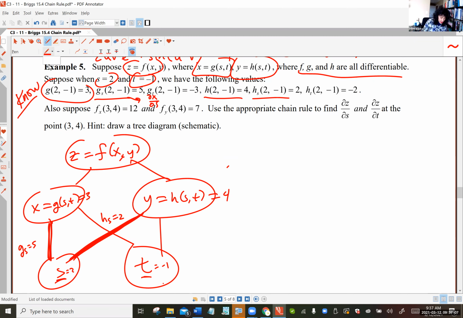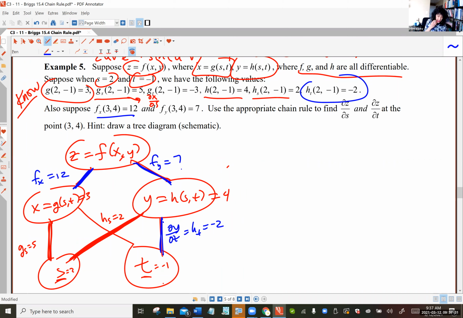And I should probably change colors because it's going to get a little confusing here. HT, what is HT? HT is the same as dy dt, and they're telling you that's -2, fine. Now they're also telling you that fx, that would be this, is equal to 12, and fy, the partial of f with respect to y, is 7. Okay, now they want us to find dz ds and dz dt. These are both partials at the point when x and y are 3 and 4, respectively.